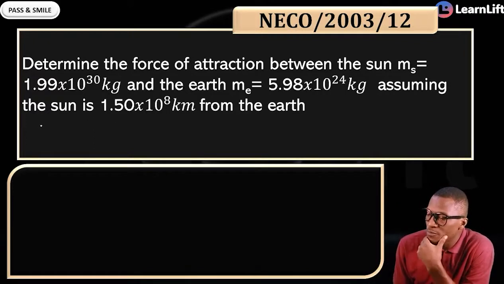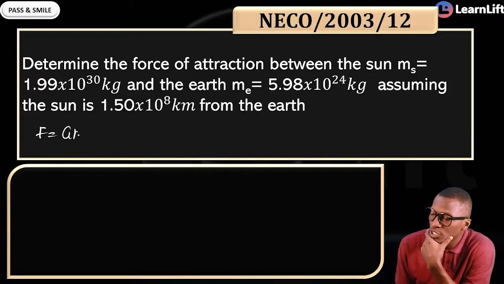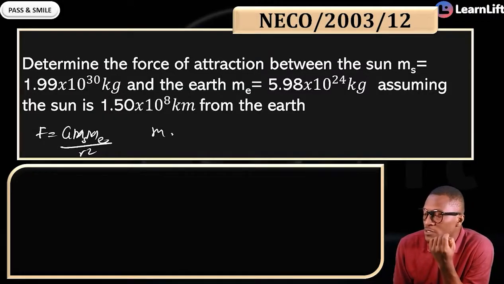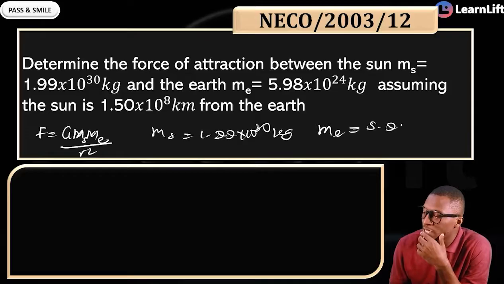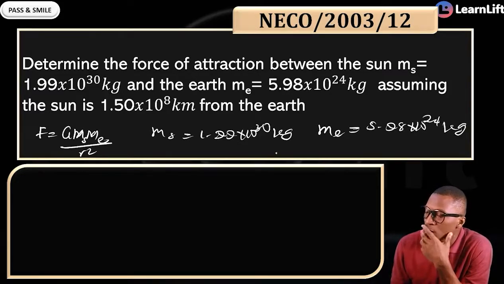The formula is F = GMm over r squared. This will be the mass of the sun times the mass of the Earth, all over r squared. What's the mass of the sun? The mass of the sun is 1.99 times 10 raised to power 30 kilograms. What is the mass of the Earth? That's 5.98 times 10 raised to power 24 kilograms. Now, what is the distance between them? That's r. r is equal to 1.5 times 10 raised to power 8.